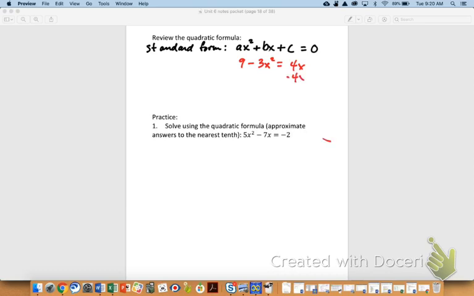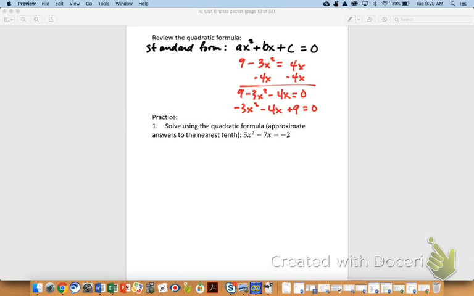So if I subtracted 4x and came over here, it would be 9 minus 3x squared minus 4x equals 0. Is that in standard form? Why is it not in standard form? It's not in descending order. It is equal to 0, so that's good, but it's not in descending order. So I'm just going to rearrange. So it'd be negative 3x squared minus 4x plus 9 equals 0. That's now in standard form.